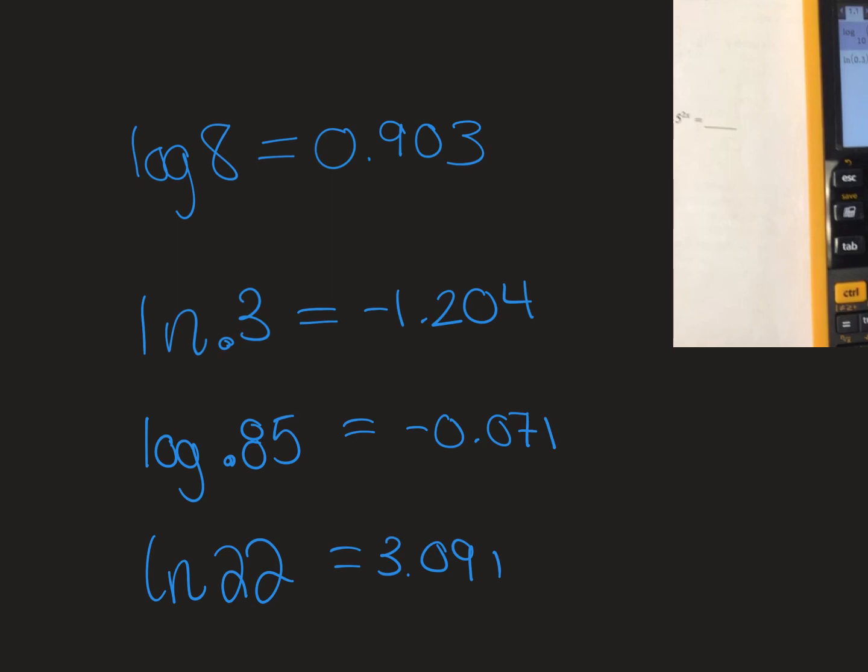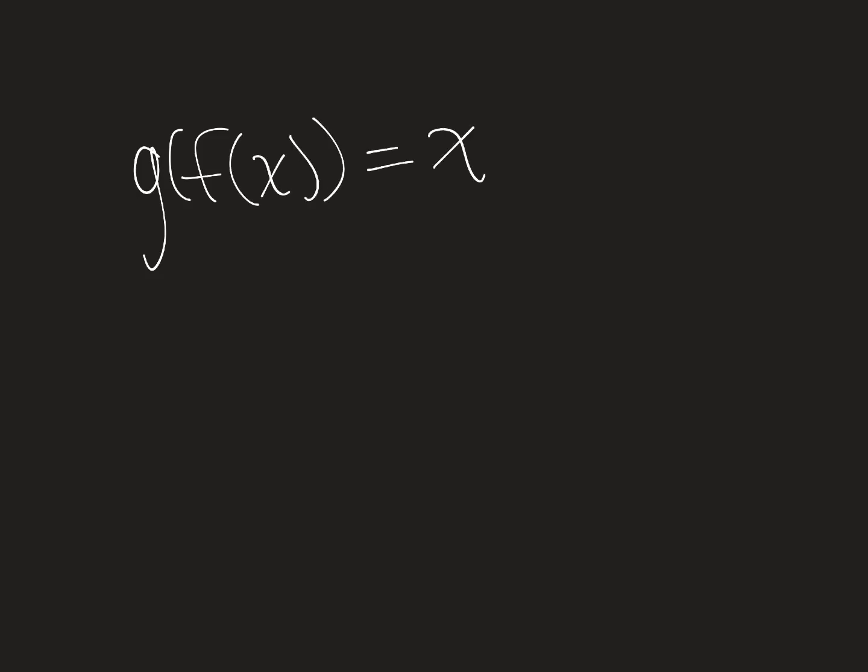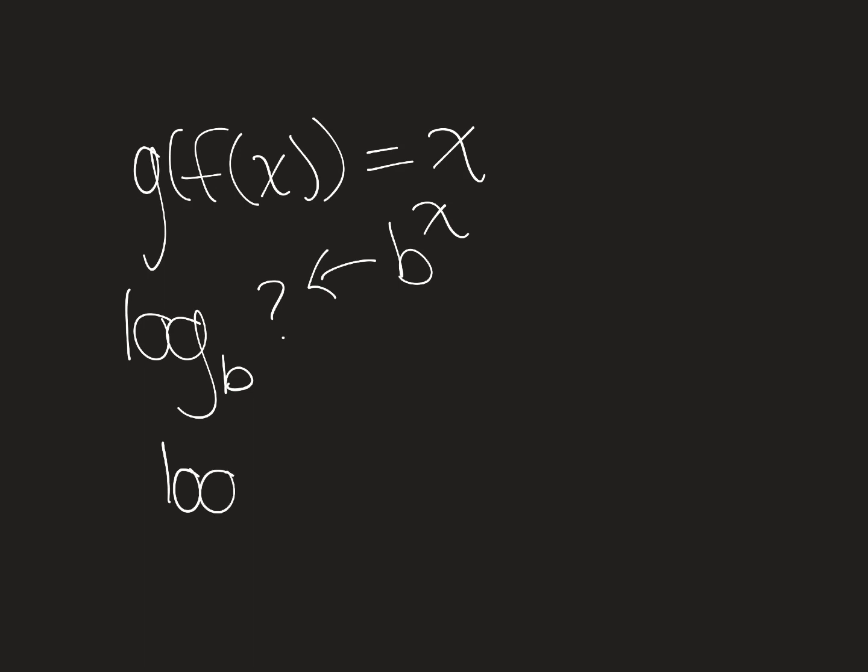Okay, so let's talk about inverse properties. Logs and exponentials are inverses, which means they undo each other. If you remember back to properties of inverses, if you plug one function into another and they are inverses, you should get x. For example, if I have log base b of something, and that something I'm going to plug in is an exponential b to the x, I get log base b of b to the x. Well, we don't know what this equals.